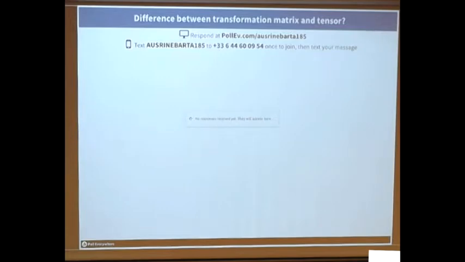So the question: what is the difference between a transformation matrix, a rotational matrix, and the tensor?